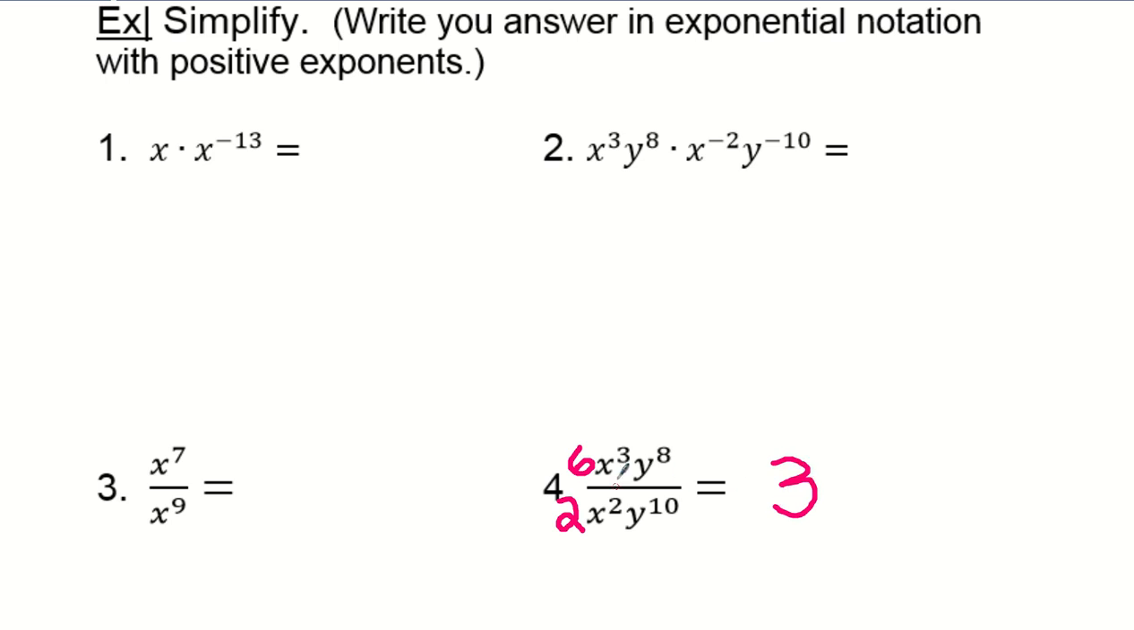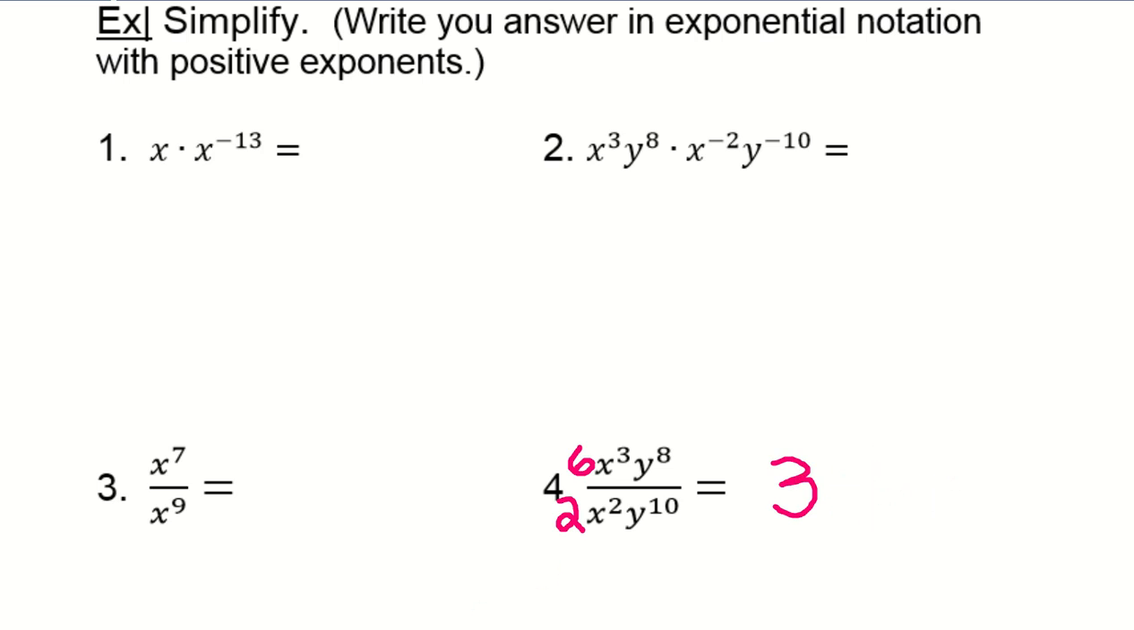So 3, and then you would do x to the third divided by x to the second, and you would subtract the powers. So here you would leave 3x, because really you don't need that power of 1, right? 3x in the numerator, and you would only drop down the y.